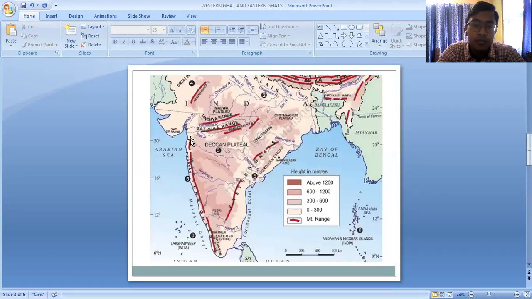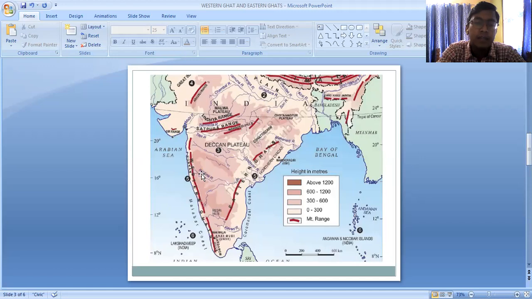That means as we move from this part, the northern part of the Western Ghat, towards the south, from Mumbai to Karnataka and then Kerala, the height of the hill ranges of the Western Ghat increases.